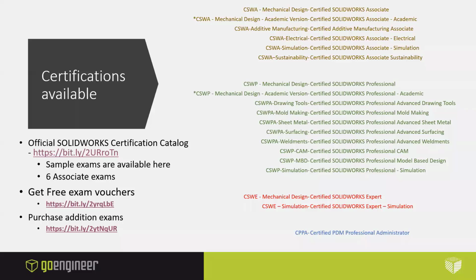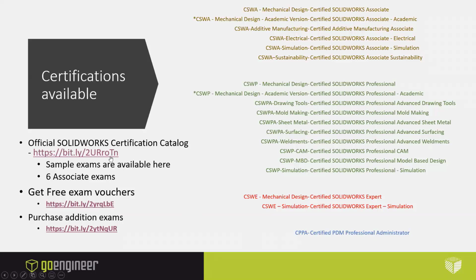The last, that 4th piece, is actually two separate pieces. In the CSWA and CSWP, I've got these ones right here that are highlighted with an asterisk: the CSWA mechanical academic version and the CSWP mechanical academic version. These are available to students. You have to go through a separate process to get the vouchers for those, but those are specifically designed for students. And then last but not least, we have our certified PDM professional administrator. So if you're a PDM administrator, if you're looking to go towards that route, you can get this certification.